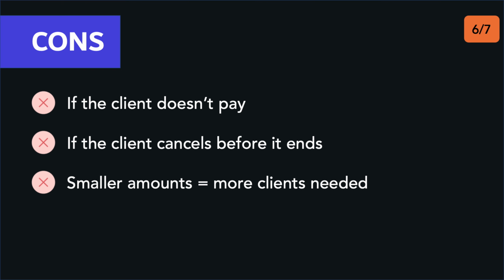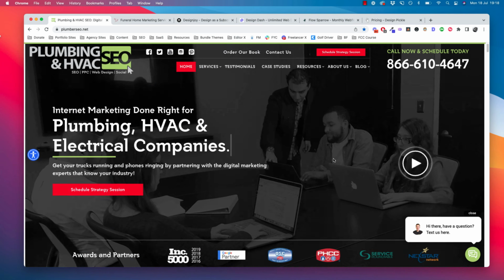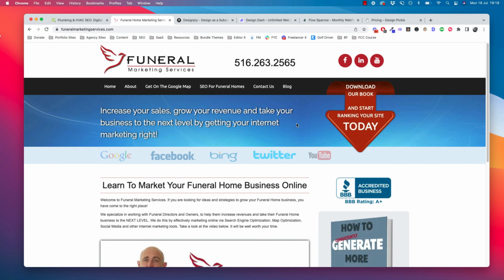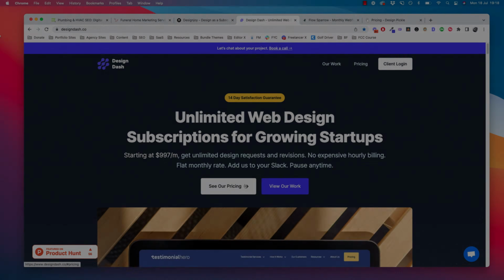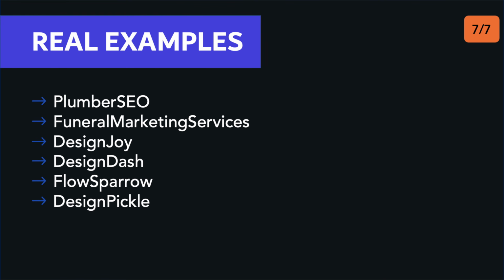As with everything, we've always got cons, and the first one is if the client doesn't pay you, although as a slight caveat, you can use a contract, but it still doesn't take away from if the client doesn't pay you. The next one is if the client cancels the agreement before it ends. And finally, it is smaller amounts that you're dealing with, therefore you need more clients. In terms of real examples using this pricing model, we've got Plumber SEO, Funeral Marketing Services, Design Joy, Design Dash, Flow Sparrow, and Design Pickle, amongst many others.